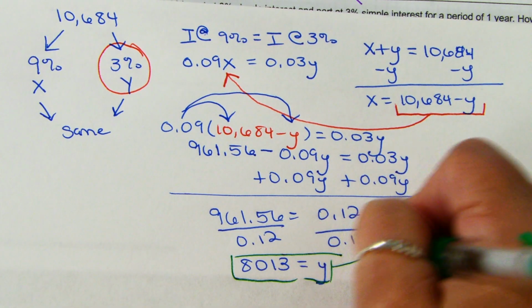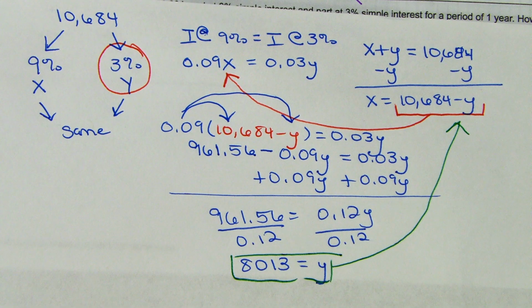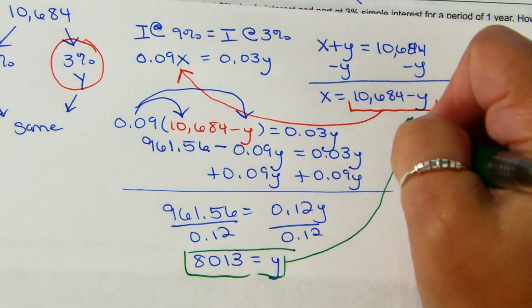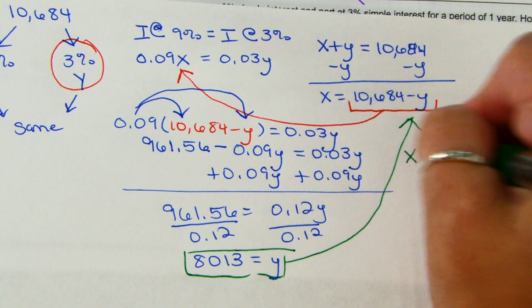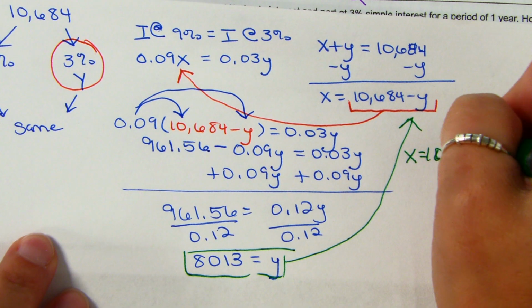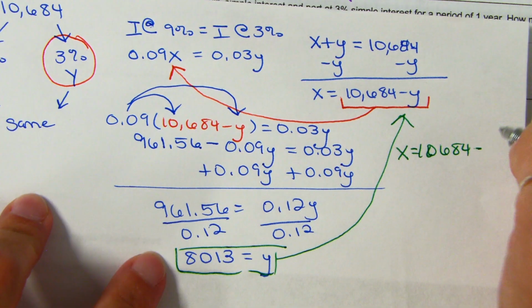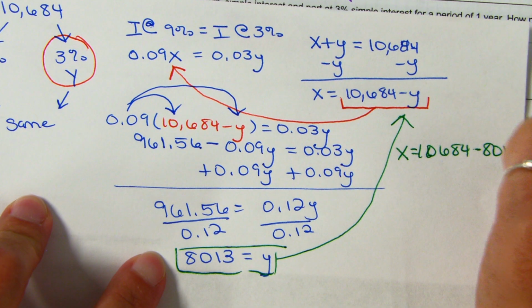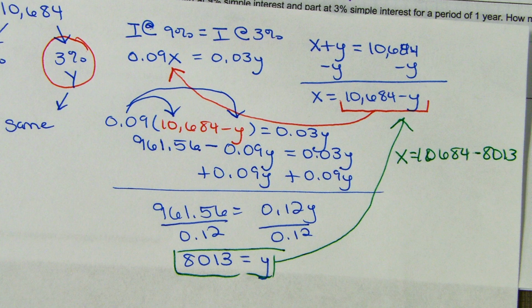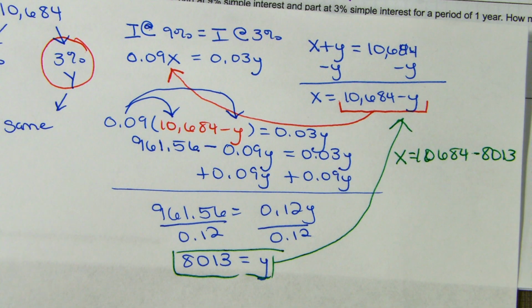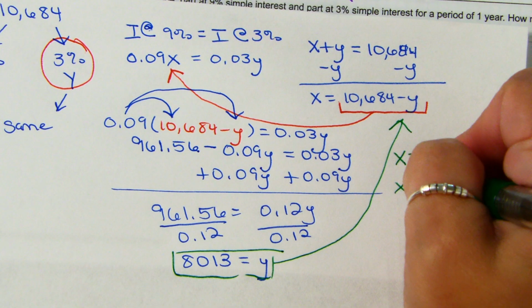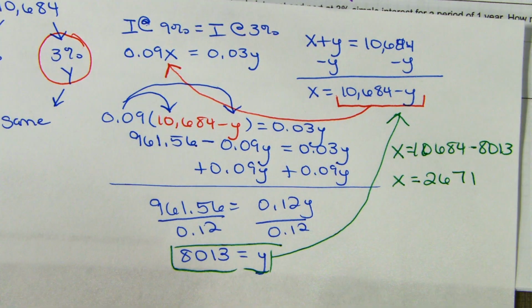One of the reasons why I highly recommend using a table or some sort of diagram is because at this point I found that y is 8013, but I have no idea what y was. Luckily I have this little diagram over here, and it says y is the amount that I invest at 3%. Awesome, because look at my question. It says Alexandra invested so much money at 9% and so much money at 3%. So I just found that she invested $8,013 at 3%.